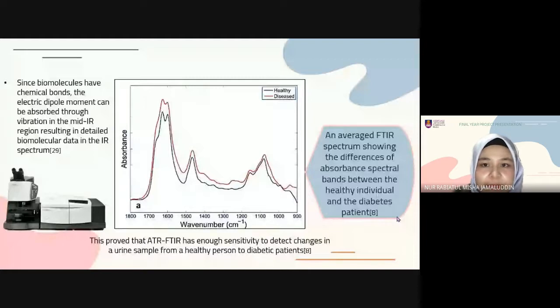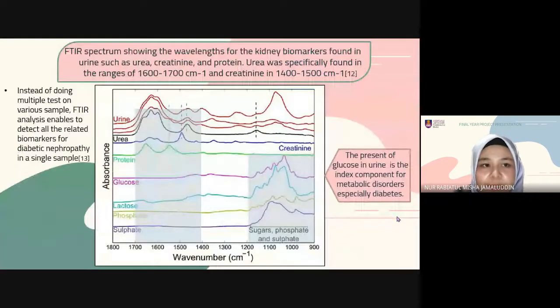So this is an average FTIR spectrum showing the differences of absorbance spectral bands between the healthy individual and the diabetes patient. This proves that FTIR has enough sensitivity to detect changes in a urine sample from a healthy person to diabetic patients. On top of that, instead of doing multiple tests on various samples, FTIR analysis enables detection of all the related biomarkers for diabetic nephropathy in a single sample in a single test.